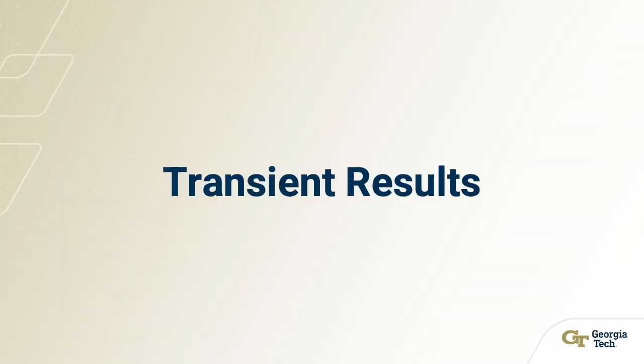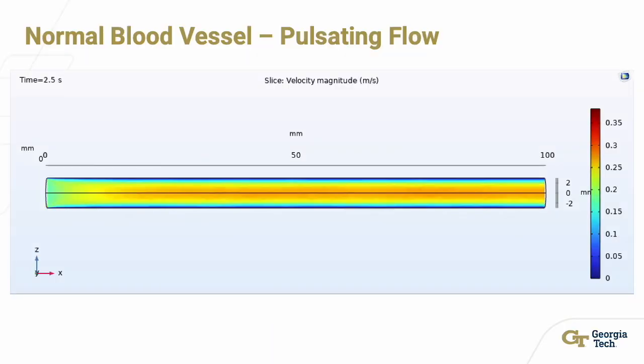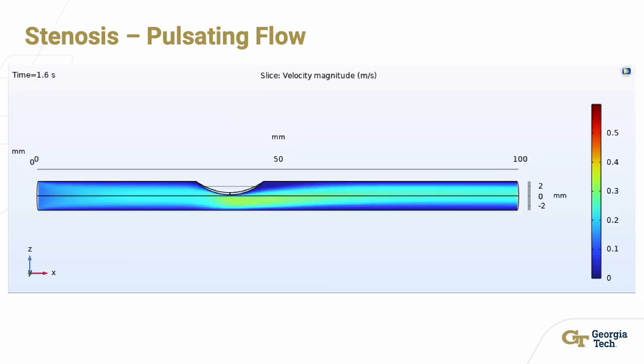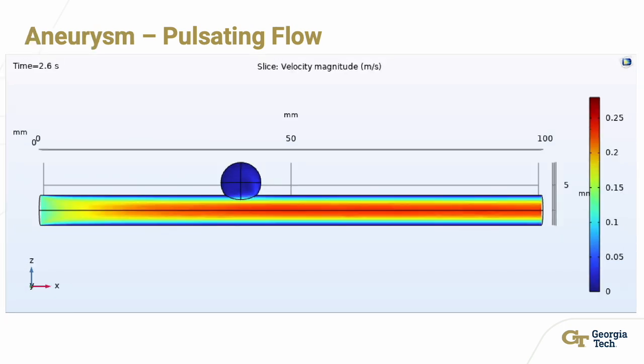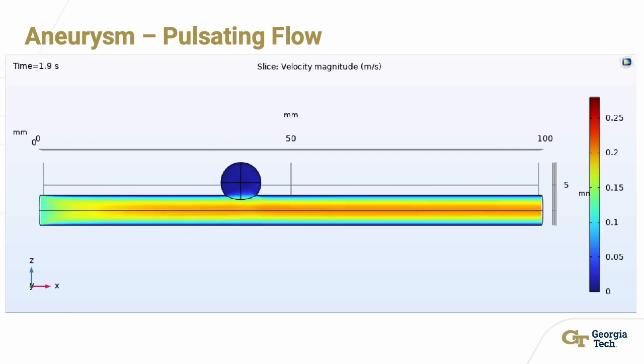So now we'll move to the transient results. So this is the pulsating flow. So here shows the pulsating behavior of the blood vessel, showing an increased magnitude of velocity at the height of each pulse. Here we can see the pulsating behavior of the stenosis model, where we can see there's an increase in velocity at that narrowing, which is amplified with each pulse. And then here's the pulsating behavior of the aneurysm, where each pulse allows us to really see that circulation and flow that's occurring within the aneurysm itself.